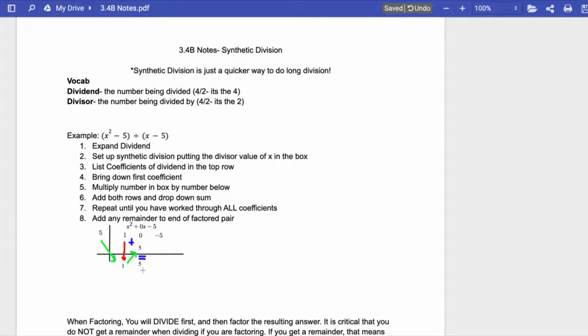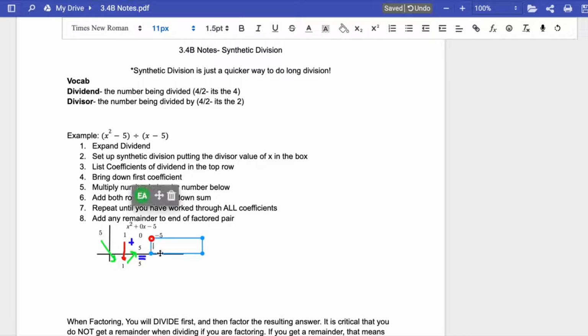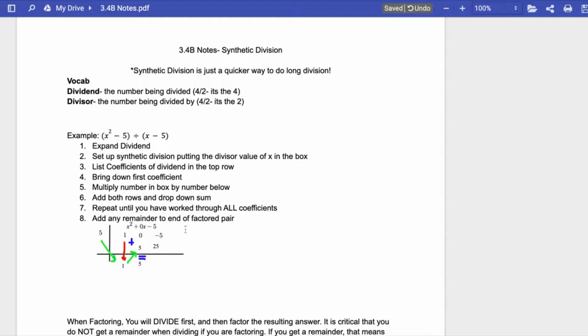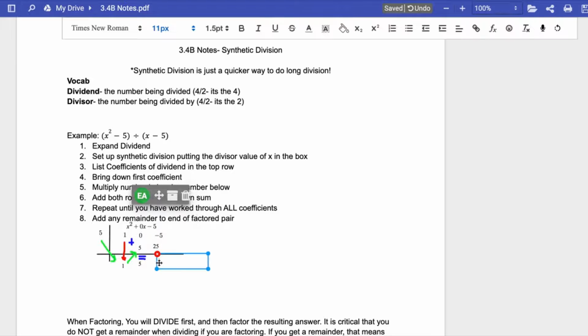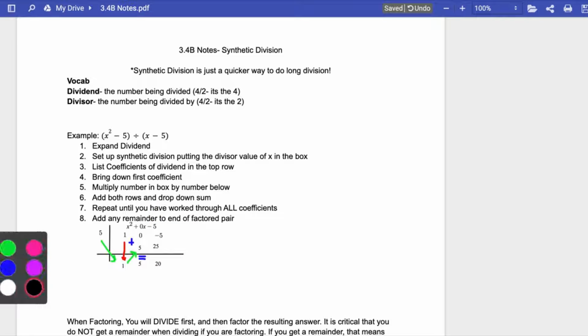So I'm going to repeat that process until all coefficients are done. I've already taken care of the 0, now I just have to deal with the negative 5. Same thing: 5 times 5 in this case is going to be 25, so I'm going to put 25. And now negative 5 plus 25 is 20. This is actually my remainder. The last number is your remainder, so we're going to box that because that is the remainder.